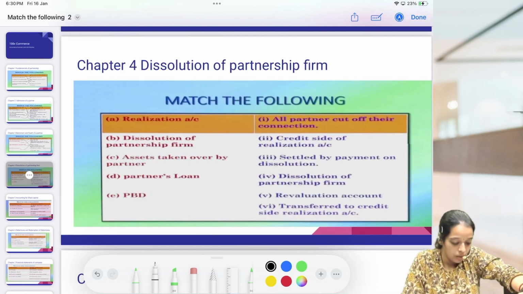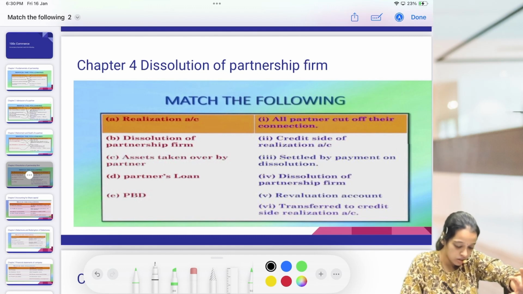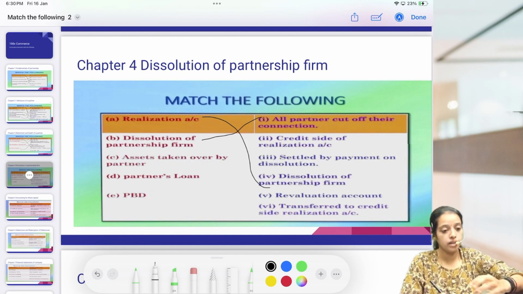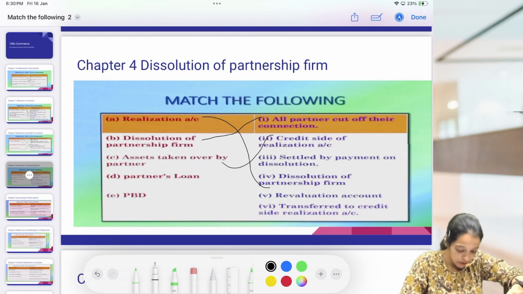Next chapter will be the dissolution of partnership firm. Realization account: when is the realization account prepared? It is prepared at the time of dissolution. Dissolution of the firm is where all the partners cut off their connection with the firm. Asset taken over by a partner will come on the credit side of the realization account.